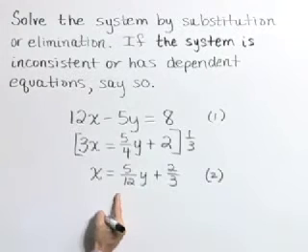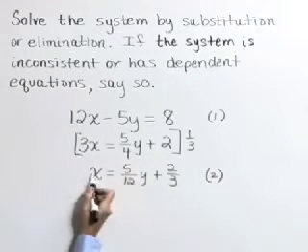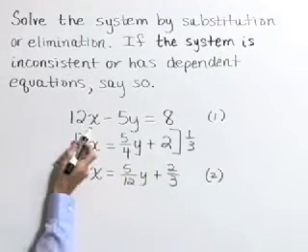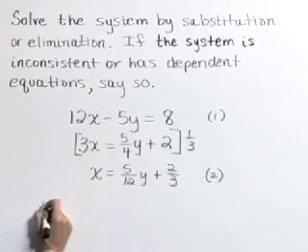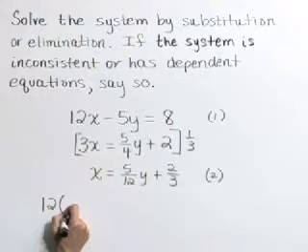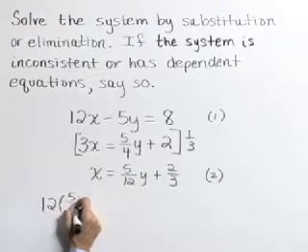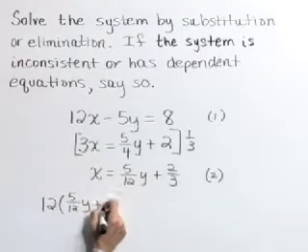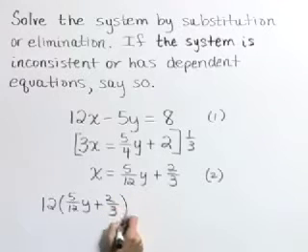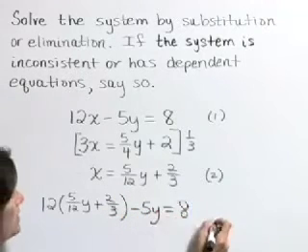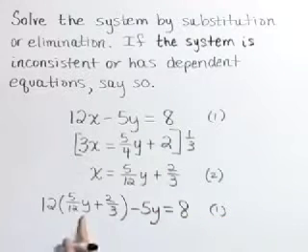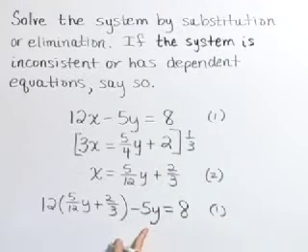Now we'll substitute our value from equation 2 in for x in equation 1. Here we go. So equation 1 becomes 12 times, in place of x, we'll put 5/12 y plus 2/3, minus 5y is equal to 8. Now let's solve this equation for y.